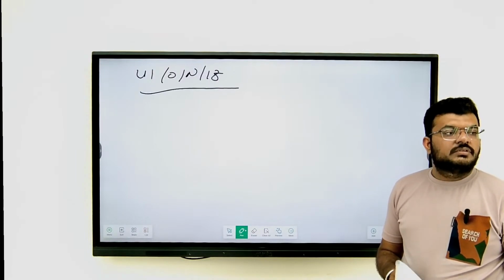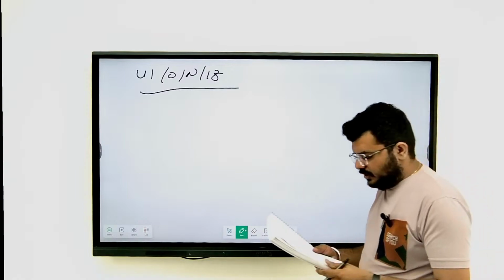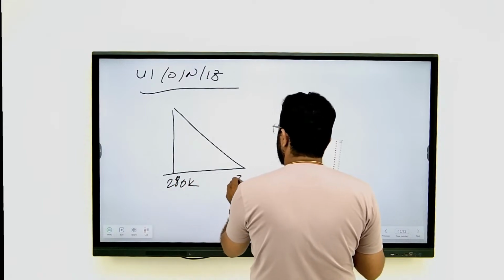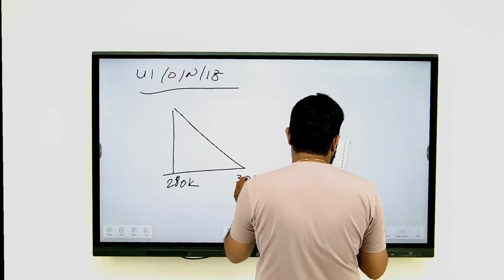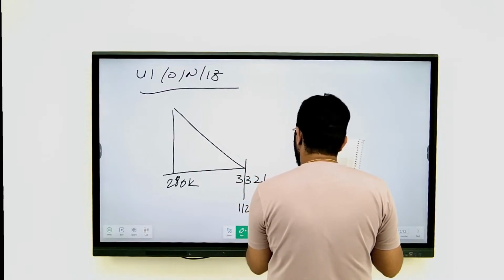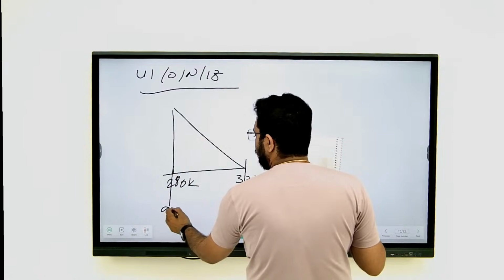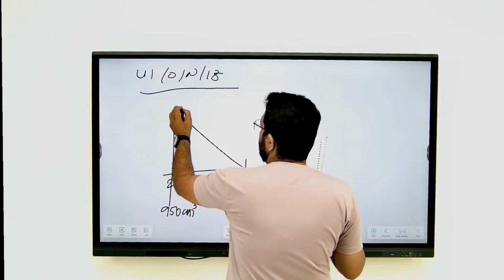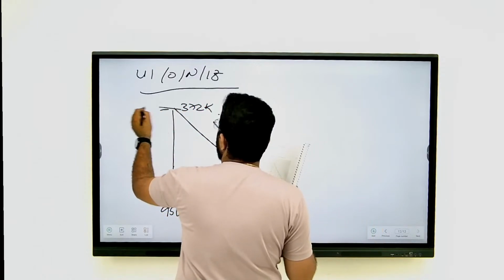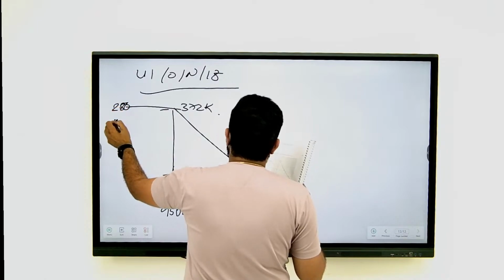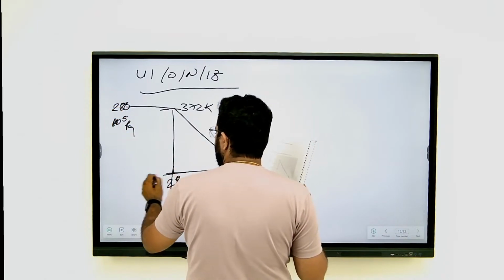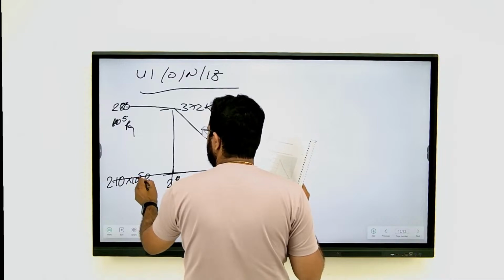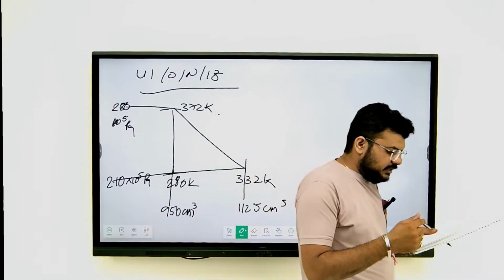Change in Q1. Okay. Just a second, guys. Something like this we have. This is 280 Kelvin. This is 332 Kelvin. This is 1125 centimeter cube. This is 950. I'm drawing the diagram. This is question number 2, by the way. This is 372 Kelvin. This pressure is 2.80 into 10 to the power 5 Pascal. This pressure is 2.10 into 10 to the power 5 Pascal.